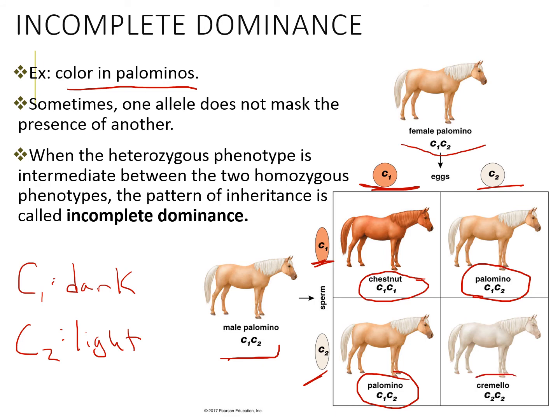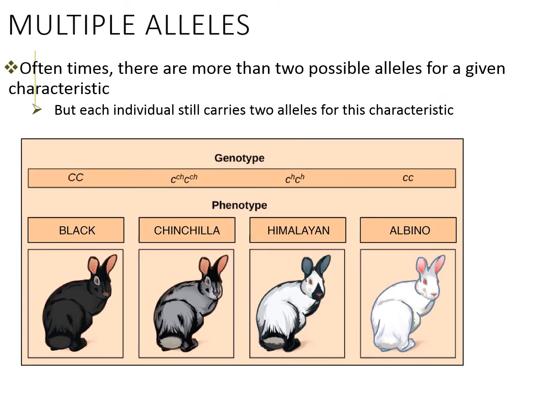Then last one is C2, C2, and there you go. They have a lighter color. So intermediate phenotype is what is produced in heterozygotes in incomplete dominance. Multiple alleles. This is a really common one.